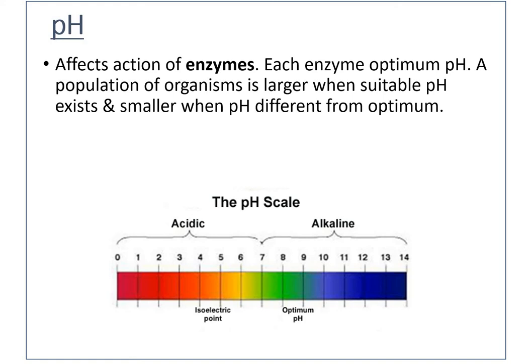pH affects enzyme action. Each enzyme has an optimum pH, and a population of organisms is larger when the suitable pH exists, and it will be smaller when the pH is different from the optimum.